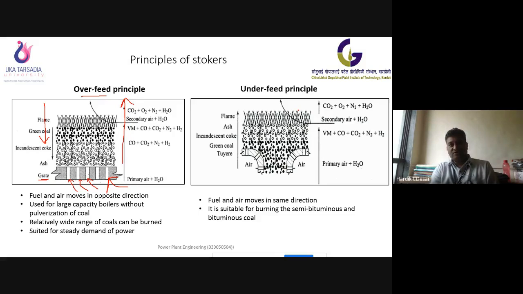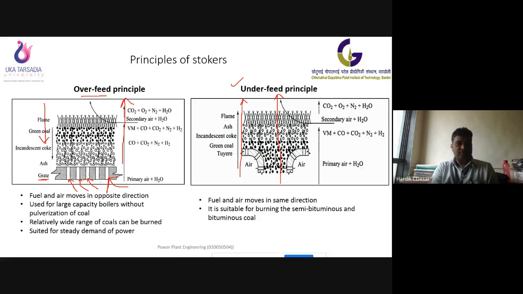In the case of underfeed stokers, your fuel will also be moving from bottom to top, and the air is also moving in the same direction, from bottom to top. So you have the same direction of air and fuel in the case of this underfeed stoker. Now let us start with this overfeed stoker.